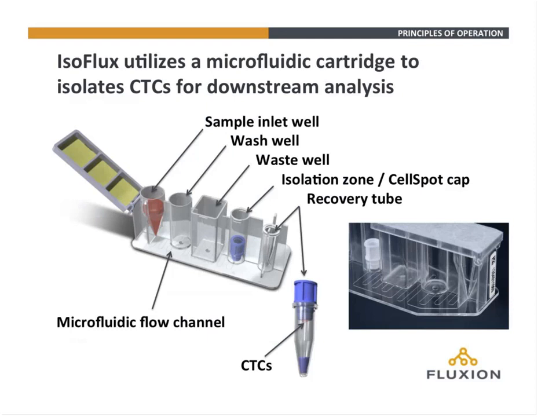So here you can see a schematic and a photo of the IsoFlux microfluidic cartridge. The sample gets loaded into the first well, the sample inlet well, and then at the same time you also load a running buffer into the second well, which we call the wash well. And the microfluidic channels run on the bottom surface of the cartridge, which leads up to the isolation zone that I showed before. And you can see that in the photo inset to the right.